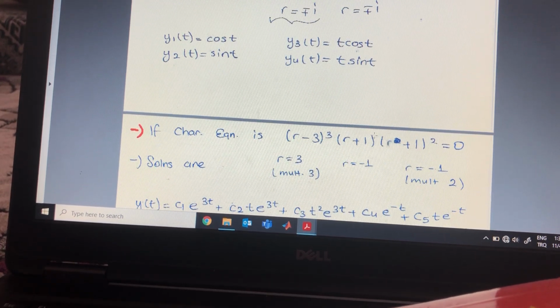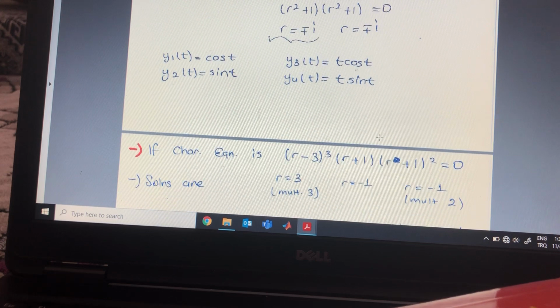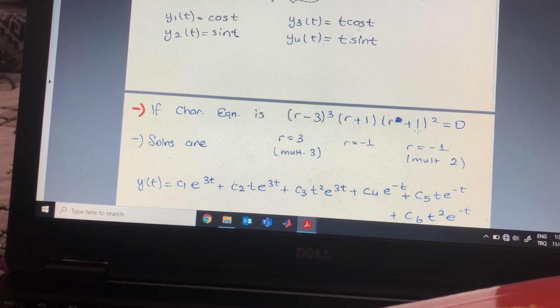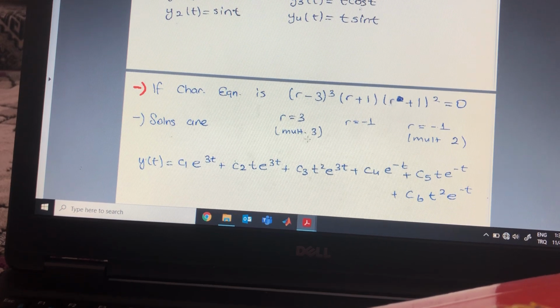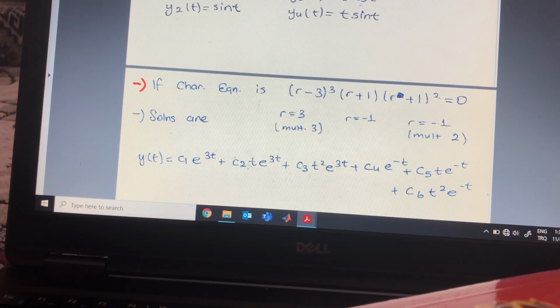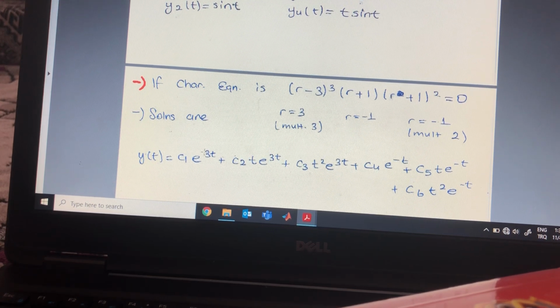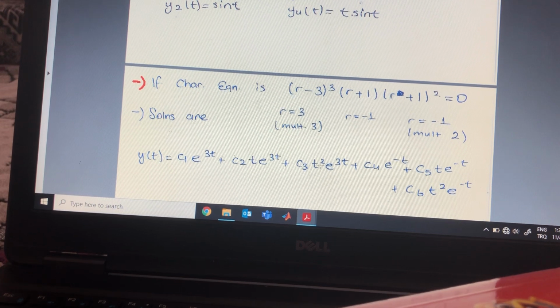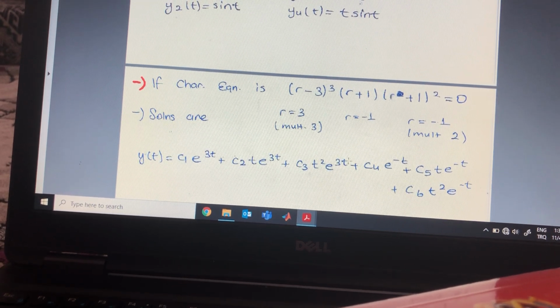This is just one example. If you have a characteristic equation, something like that, where r equals 3 has multiplicity 3, for the roots of multiplicity 3, one solution is e to the 3t, another one is going to be t times e to the 3t, another one is t squared times e to the 3t, okay?